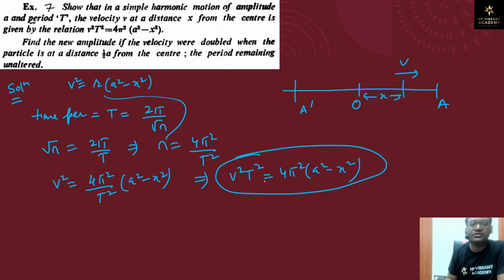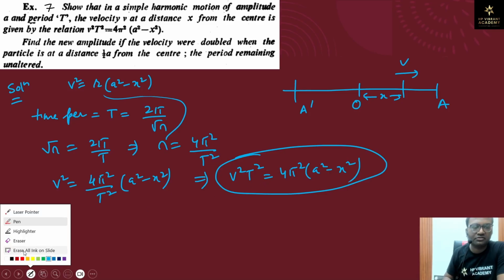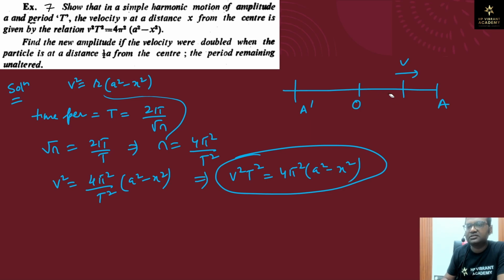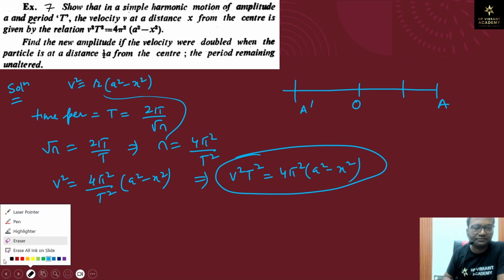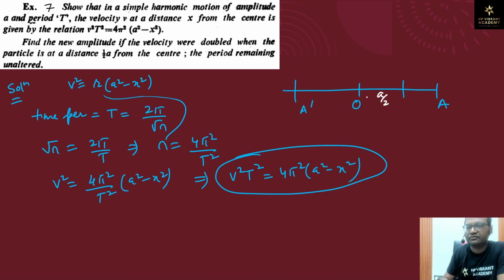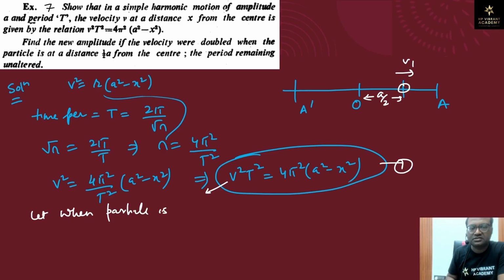Now find the new amplitude if the velocity were doubled when the particle is at a distance of a by 2 from the center. So let us first find the velocity when the particle is at a distance a by 2 from the center. Let us consider the velocity is v1 when the particle is at a distance of a by 2 from the center. Let us place this in this particular equation. So when the particle is at x is equal to a by 2, velocity v is equal to v1.